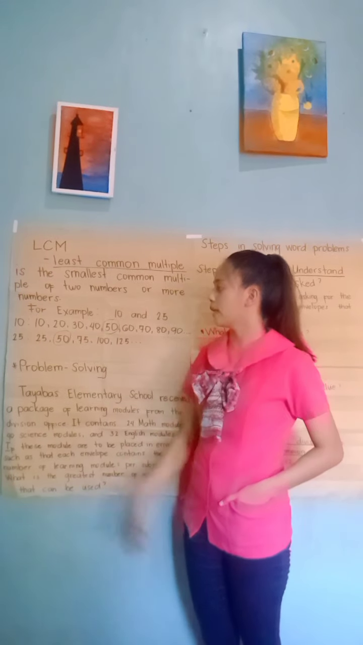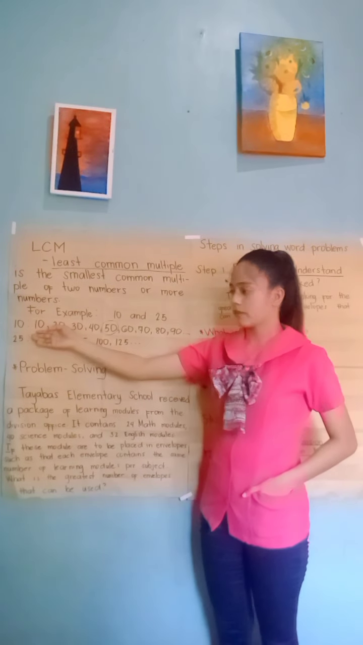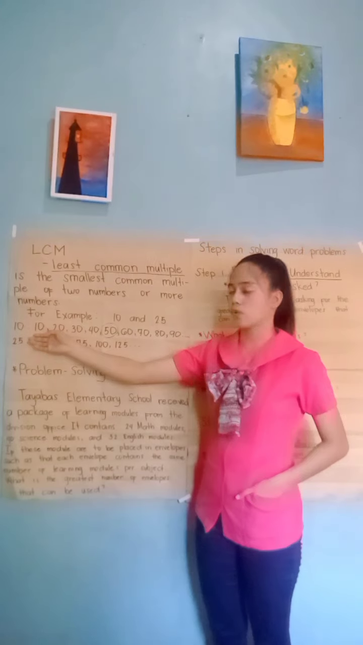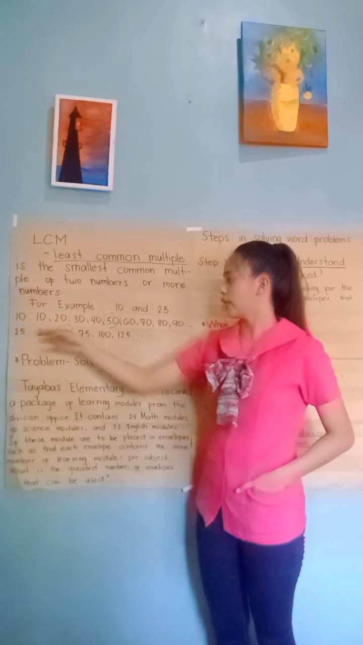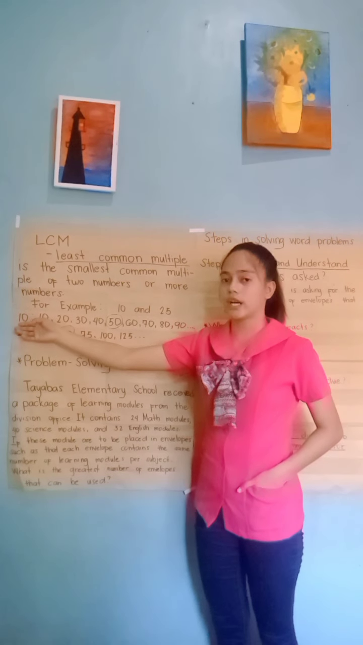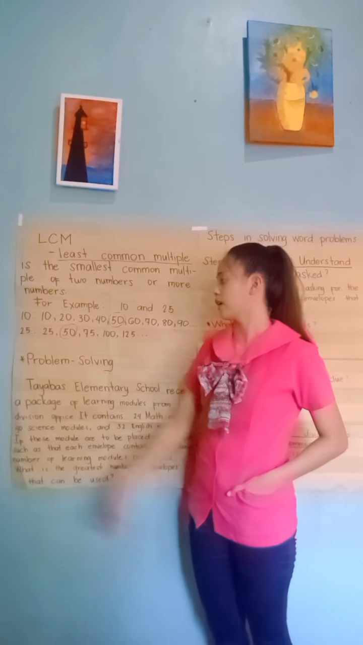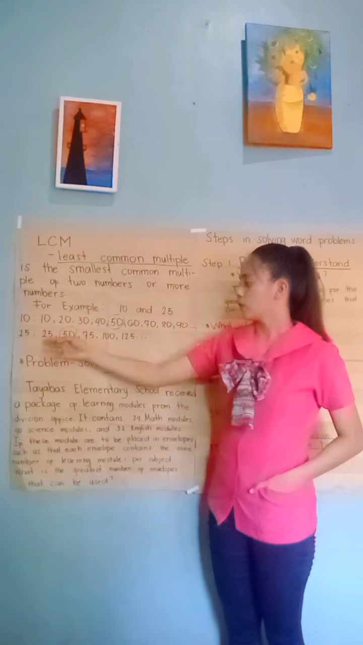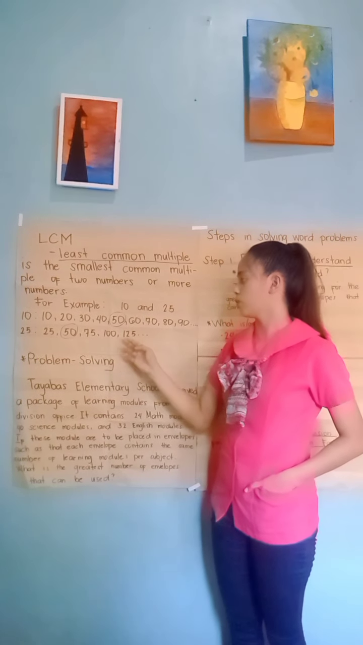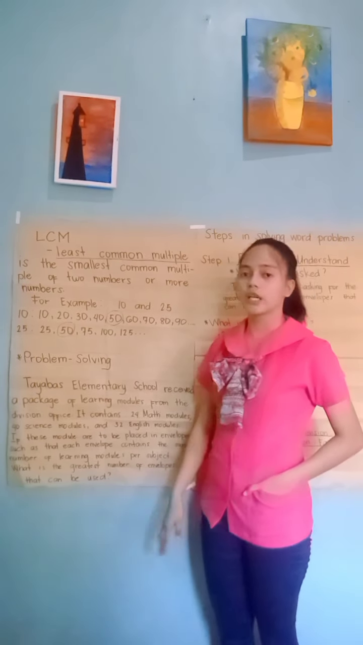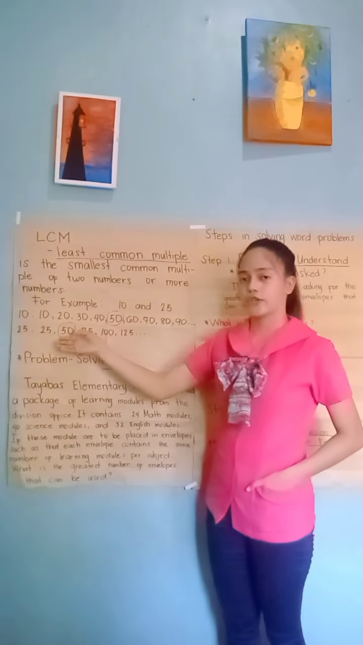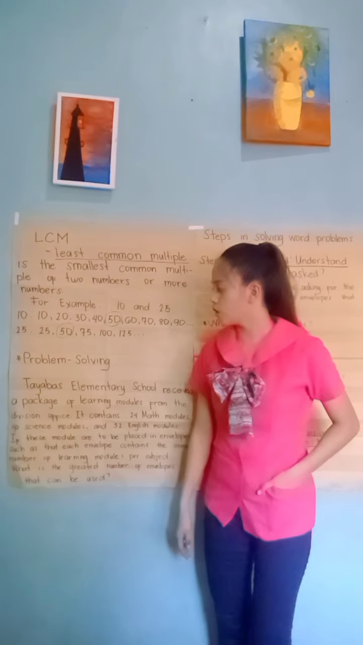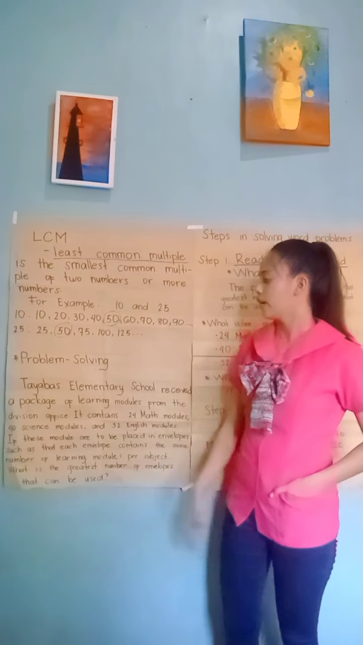So, paano nakuha yan? Pag 10, mag-add lang tayo ulit ng 10 is equals to 20. Plus 10 is equal to 30. And then, diretso na yan, kung ano yung number na pinag-uusapan. Next is 25. 25, 50, 75, 100, and 125. So, ano daw yung pinakamababa na magkaparehas sila? Which is 50. So, let's go here in problem solving.